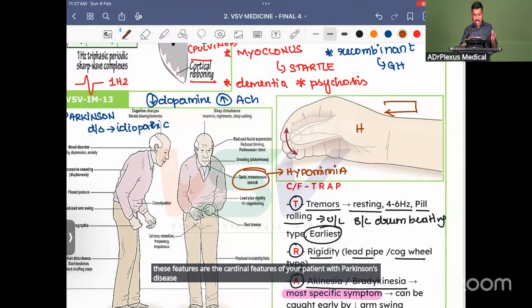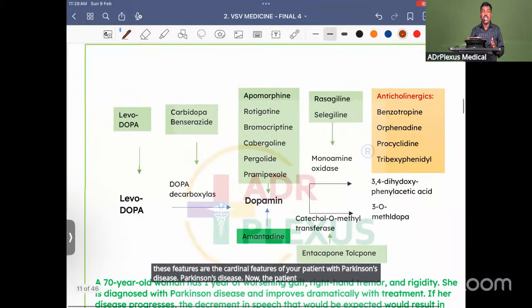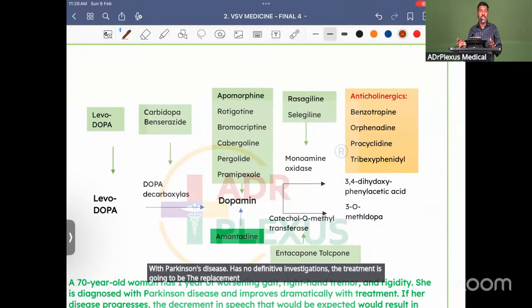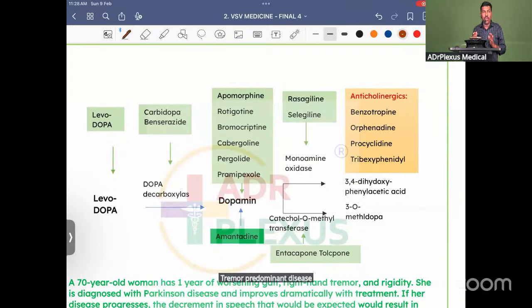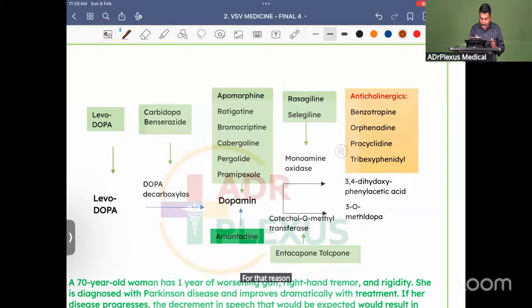Now, the patient with Parkinson's disease has no definitive investigations. The treatment is going to be the replacement of dopamine. So how are we going to treat the patient, whether it is a tremor predominant or an akinetic predominant disease? You are going to give levodopa. Levodopa is peripherally metabolized by dopa decarboxylase. For that reason, it is combined with carbidopa and given.